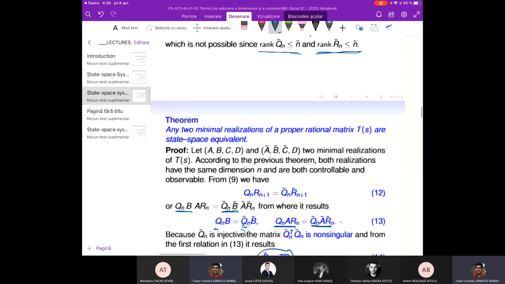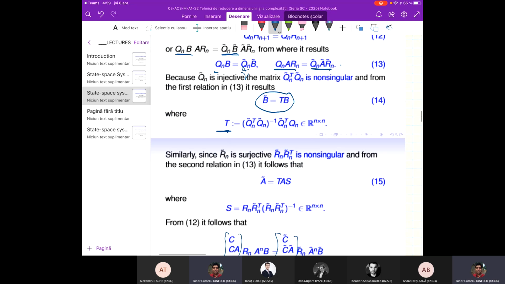So we've just proven that any two minimal realizations of a proper rational matrix TS are state space equivalent. Okay. So minimality, or the minimal index, or the minimal dimension, is invariant to coordinate transformations, which was to be expected.